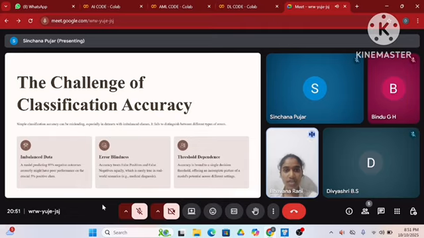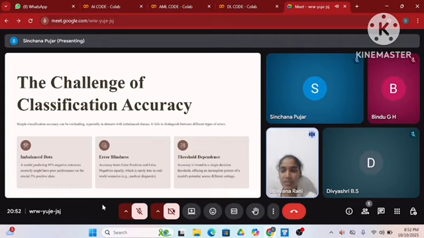The challenge of classification accuracy. Simple classification accuracy can be misleading, especially in datasets with imbalanced classes. It fails to distinguish different types of errors: imbalanced data, error blindness, and threshold dependence. In imbalanced data, a model predicting 95% negative outcomes correctly might have poor performance on the crucial 5% positive class.